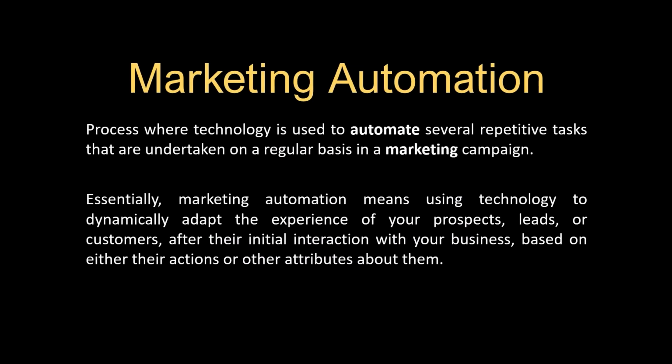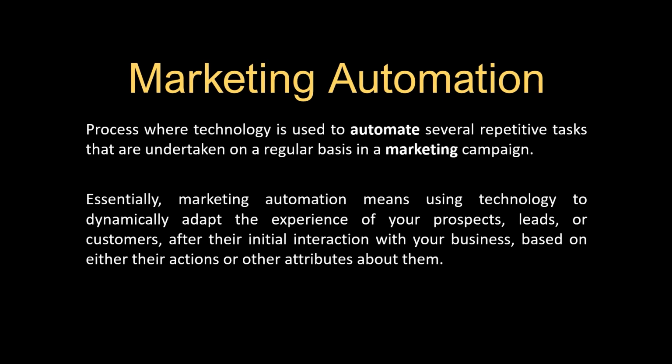All right, so for starters, what is marketing automation? Well, the textbook definition sounds something like this. It's a process where technology is used to automate several repetitive tasks that are undertaken on a regular basis in a marketing campaign. Now that's true, but today when people refer to automation in online marketing, they're usually referring to specifically workflows that use smart logic to take action based on how prospects behave or other parameters.